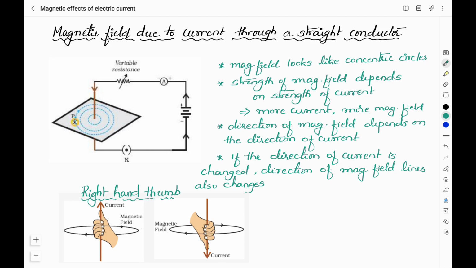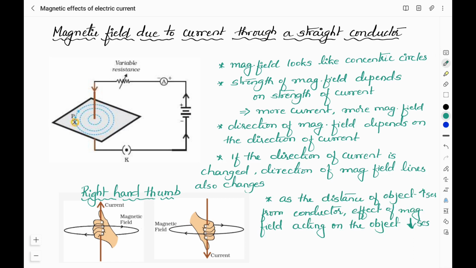One more point that you have to note here is that as the distance of the object from the conductor increases, the effect of the magnetic field acting on the object will decrease. In other words, more the distance of the object, lesser is the effect of the magnetic field. So these are all the important points that you should note with respect to the magnetic field due to current through a straight conductor.